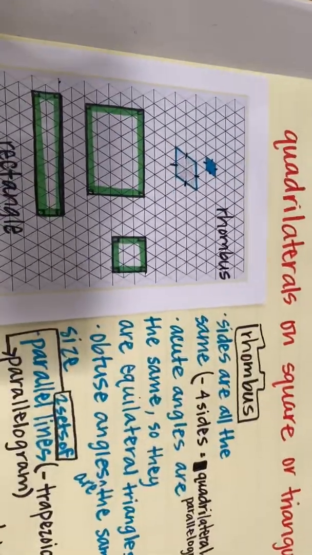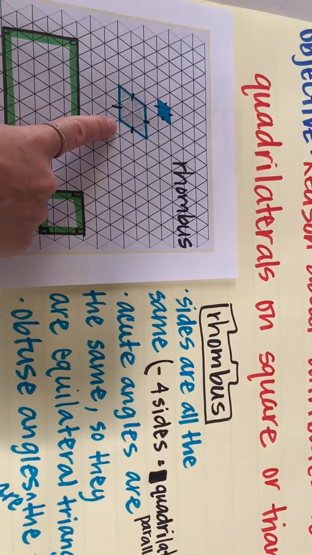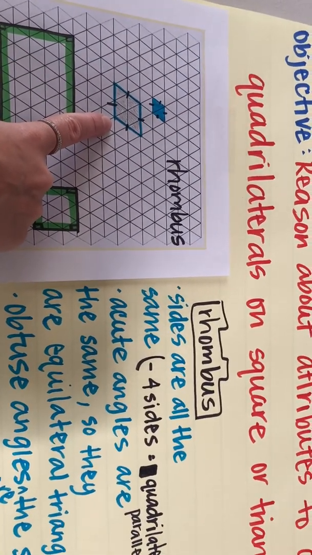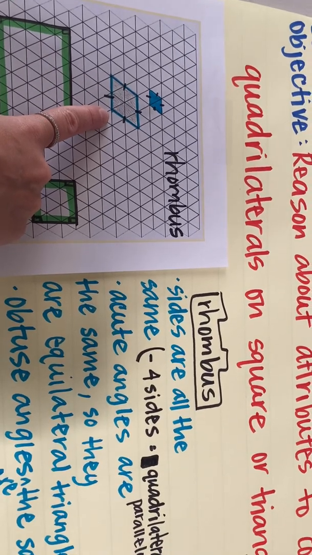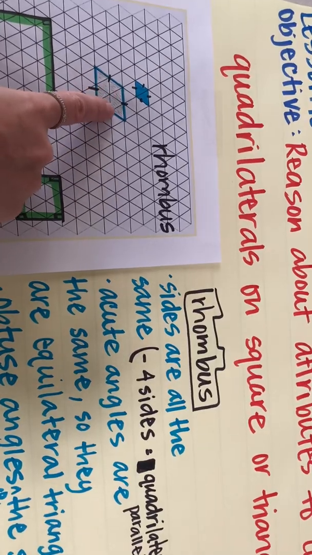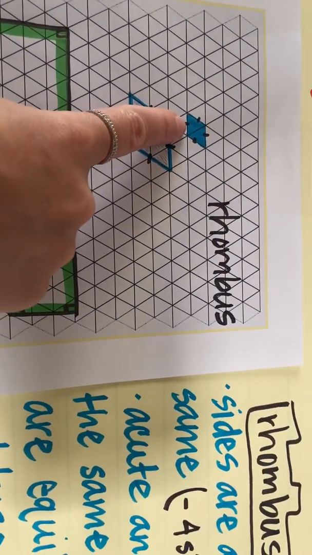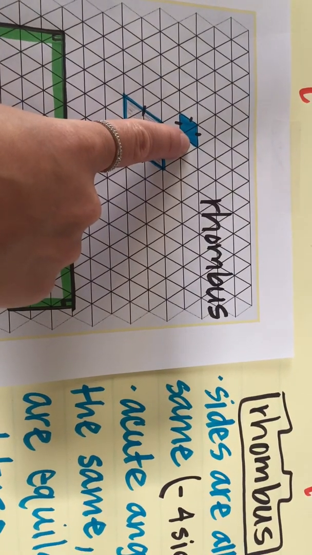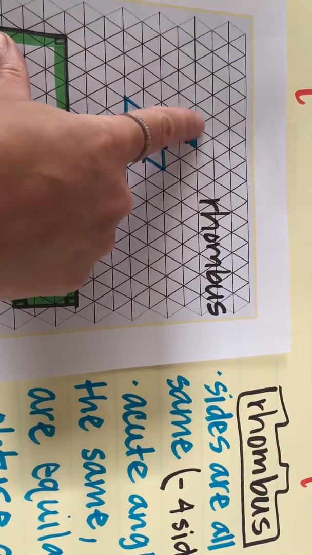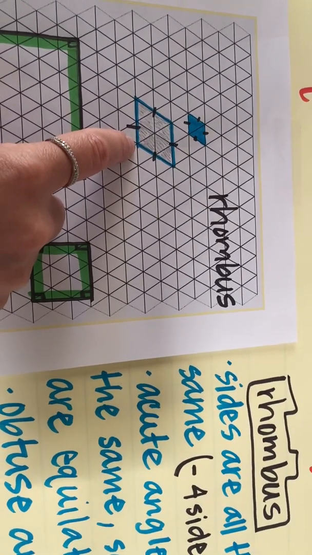Okay, so I've drawn a rhombus, and a rhombus is a quadrilateral. It's a four-sided shape that has at least two parallel lines. In this case, a rhombus is a parallelogram because it has two sets of parallel lines. So I used an equilateral triangle, matched it up with another equilateral triangle to create my rhombus. Then I went a step further and drew a larger one.